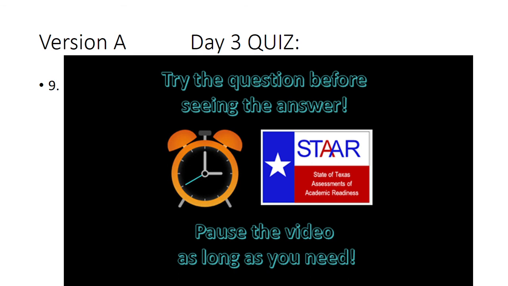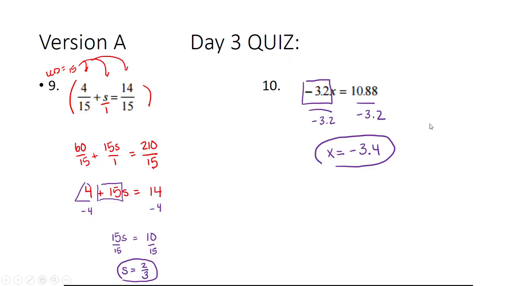All right, 9 and 10. Number 9 is a fraction, so we should have multiplied all our numerators by 15. If we did that, we have 60 over 15 plus 15s over 1 and 210 over 15. Then when we set up our rectangle triangle, we're going to move the triangle first by doing minus 4 on both sides to get 10 and divide by 15 to get 2/3 because this simplifies.